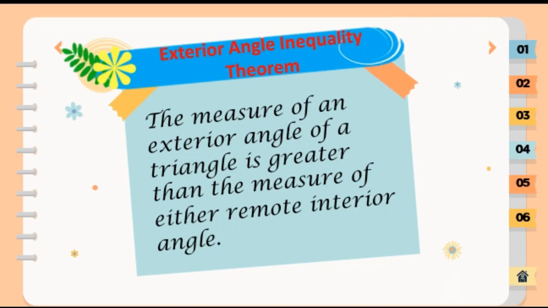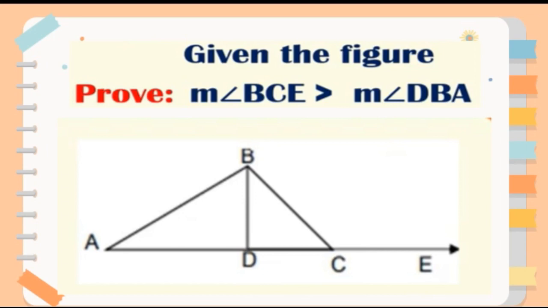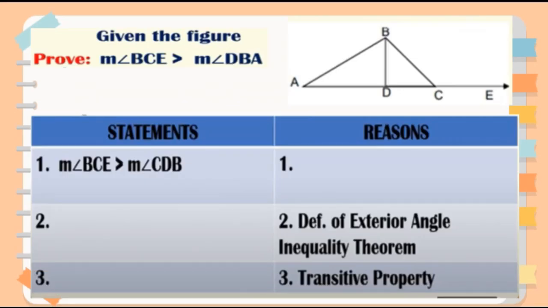Next, exterior angle inequality theorem. The measure of an exterior angle of a triangle is greater than the measure of either remote interior angle. Example, given the figure, prove that the measure of angle BCE, or this angle, is greater than the measure of angle DBA, or this angle. Again, let's use two-column proof here.